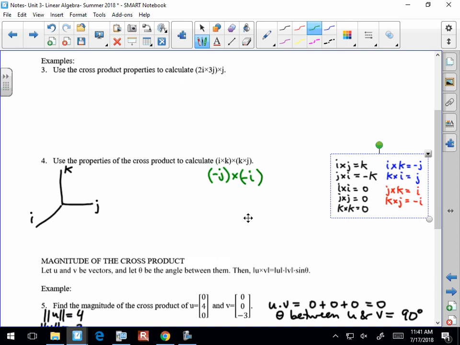All right, so anyway, we'll go back to 3 in a second, but you get to the point where it's like, now I have the negative j, negative i. You can handle this one of two ways. You could use the properties, or you can right-hand rule it again.